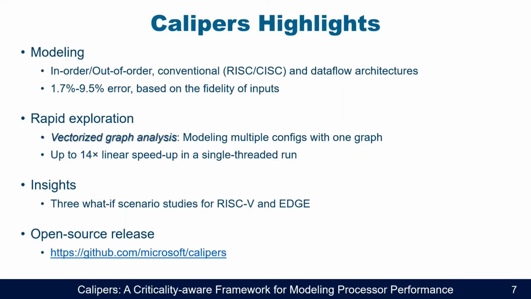Here are the highlights of what we have done with Calipers. We have modeled in-order and out-of-order execution in conventional as well as data flow architectures. Calipers has achieved relatively to highly accurate results based on the fidelity of the inputs used to build the graphs. We also introduce vectorized graph analysis by representing design parameters and graph edge weights as vectors. This enables simultaneous modeling of multiple configurations, which results in rapid design exploration and linear speedup. We have done bottleneck analysis on RISC-V and edge architectures, as well as real-life what-if scenario studies that designers may face. And lastly, the open source implementation of Calipers is available at the shown repository.